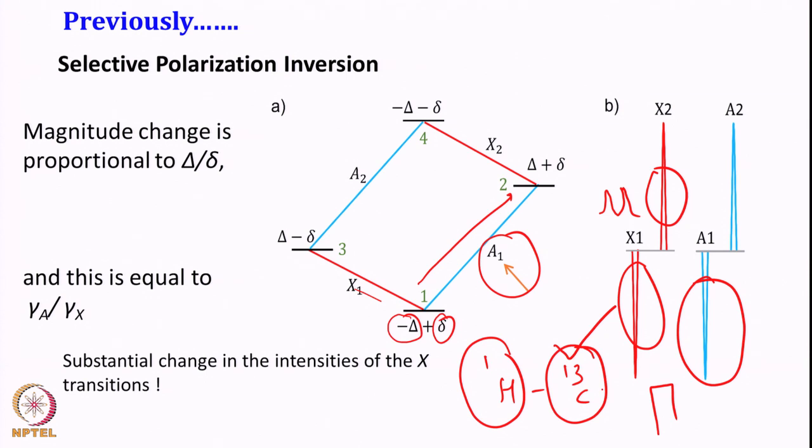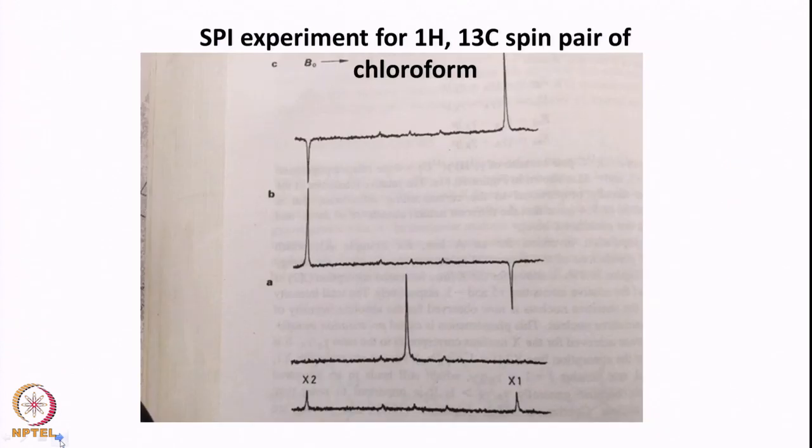The enhancement is given by a factor which is gamma A divided by gamma X. Gamma A is the gyromagnetic ratio of the proton, and gamma X is the gyromagnetic ratio of the X nucleus. Suppose we are doing it for carbon and proton. Now gamma for proton is 4 times more than carbon 13, therefore the signal enhancement that we get in X is 4 times. This is a huge or substantial enhancement in the intensity of the X transition. So that is what we had seen.